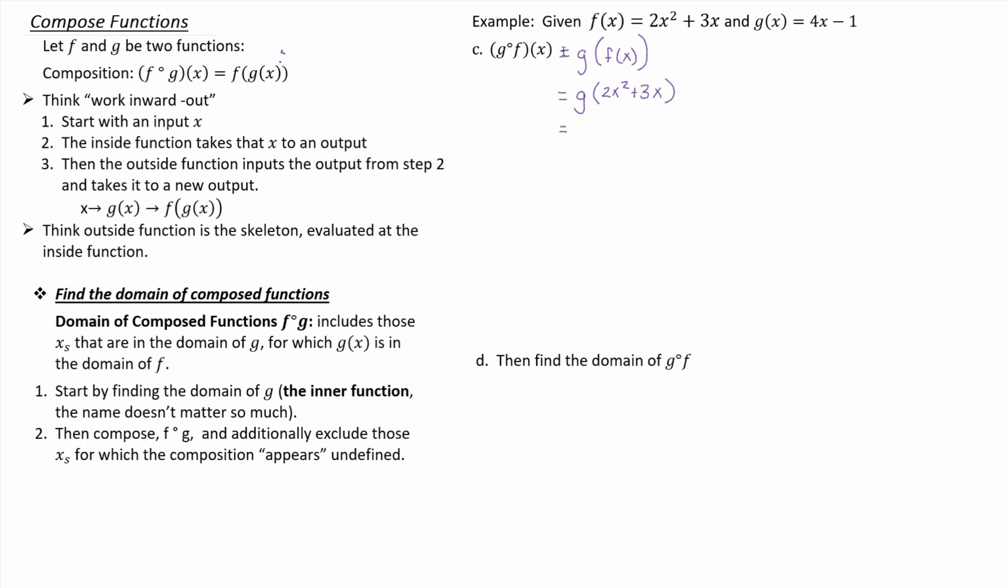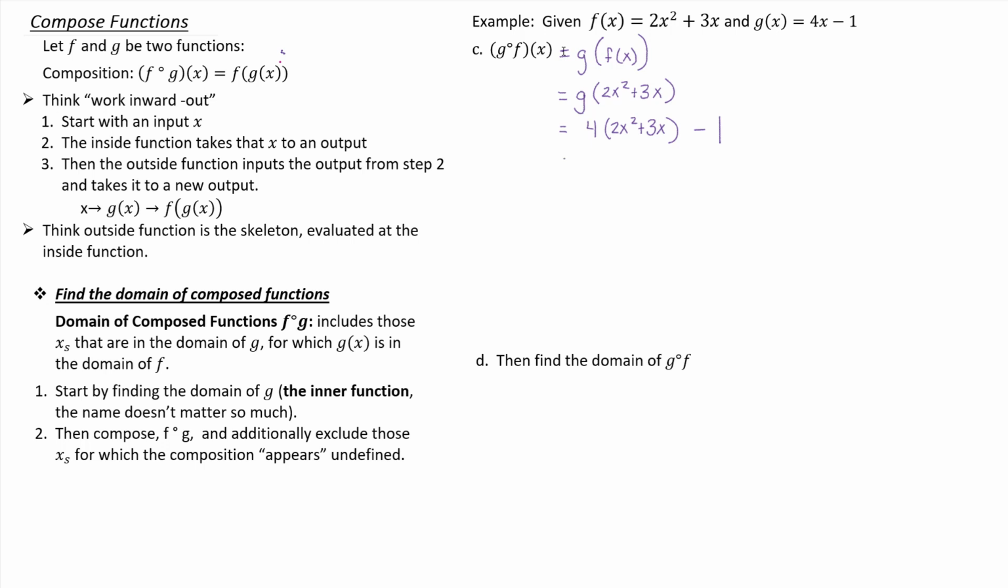And so what that means is you need to look at function g, because that's the function you're dealing with, and you need to evaluate x at 2x squared plus 3x. So in other words, wherever there's an x, replace it with the 2x squared plus 3x. So that's what it means to take g of 2x squared plus 3x. Replace your x in function g.